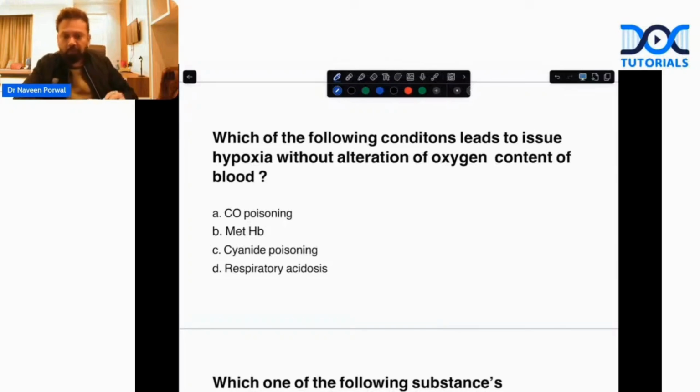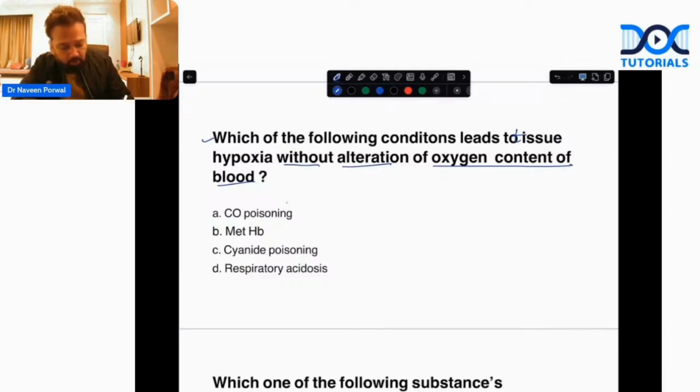Question number 1. Which of the following conditions lead to tissue hypoxia without alteration of oxygen content of the blood? It means oxygen content is okay, but there is hypoxia. So it can be asked like a one-liner, or it can be asked like a conceptual question.